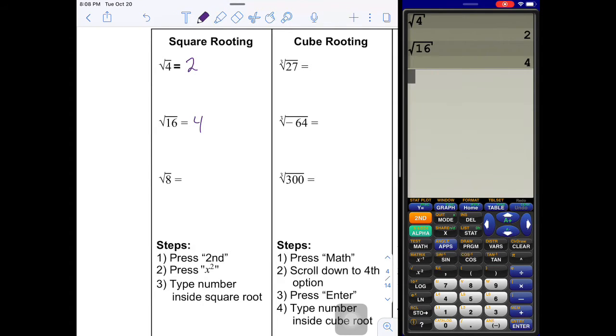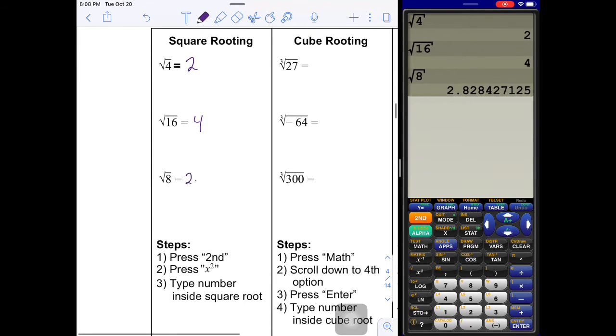Let's do this last one, the square root of 8. So second, x squared, 8. And again, that is an irrational number. So we can see this goes on and on and on. This guy is irrational.